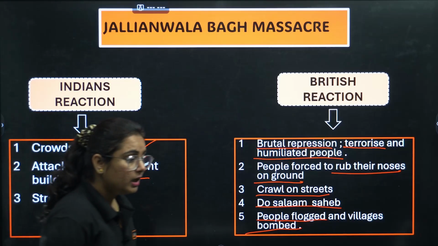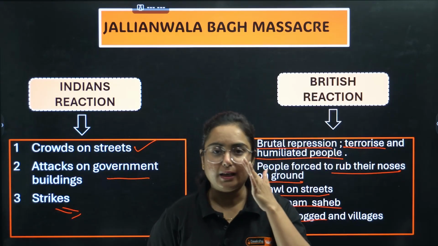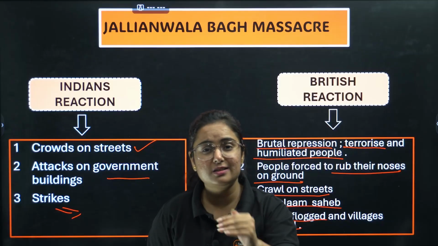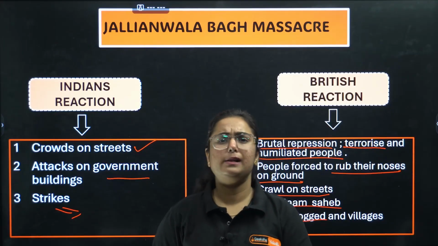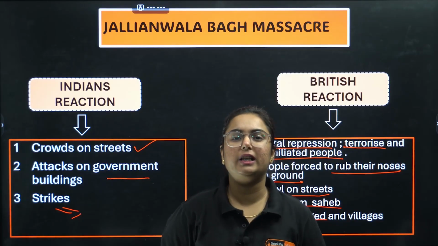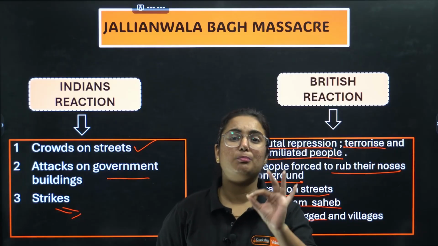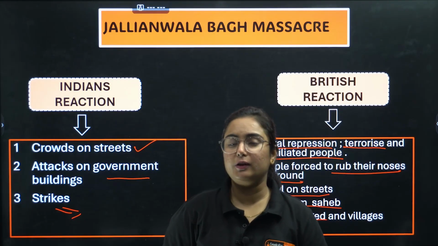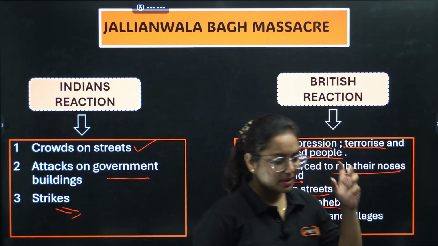And do you know, when Dyer was called to London after this act and he was asked why he did this at Jallianwala Bagh, what he said was that he didn't want to kill people. He just wanted to terrorize the minds of Indians about what Britishers can do. So this is the excuse given by General Dyer after this incident. Got my point? So this was the Jallianwala Bagh massacre.